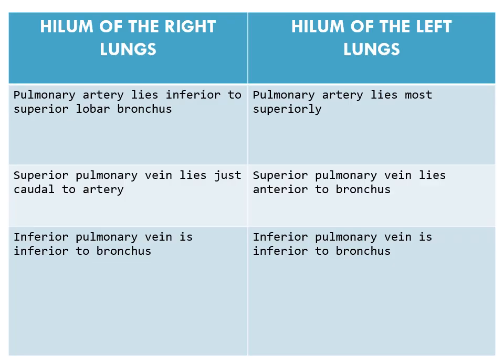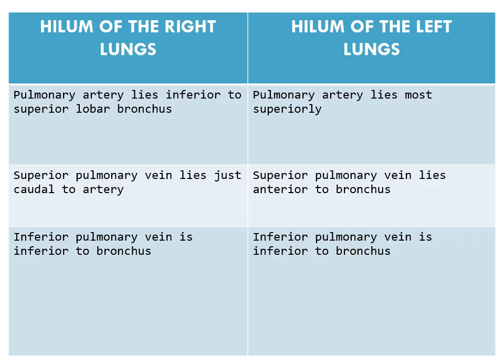So there are some important differences between the right and the left lung in terms of the hilum. Let's start with the pulmonary artery. The pulmonary artery on the right side tends to be found inferior to the lobar bronchus. On the left side, the pulmonary artery is found superior to the lobar bronchus. And usually what that means is that on the right side of the lungs, the superior lobar bronchus is the most superior structure on the hilum, and then on the left side, the pulmonary artery is the most superior structure on the hilum.